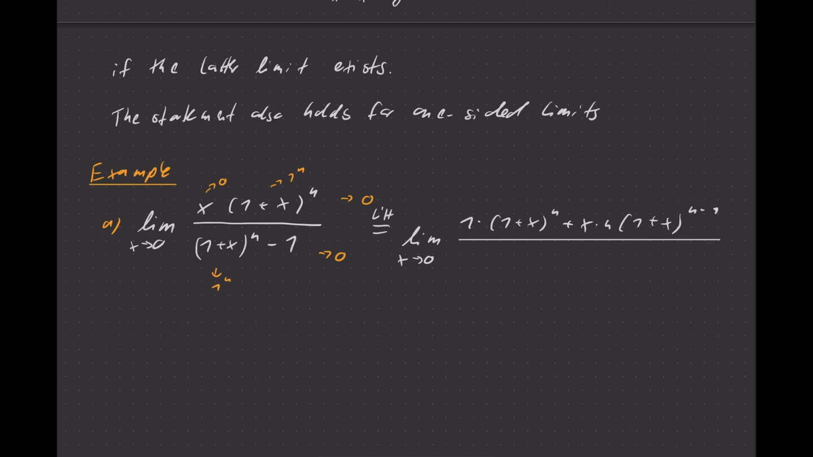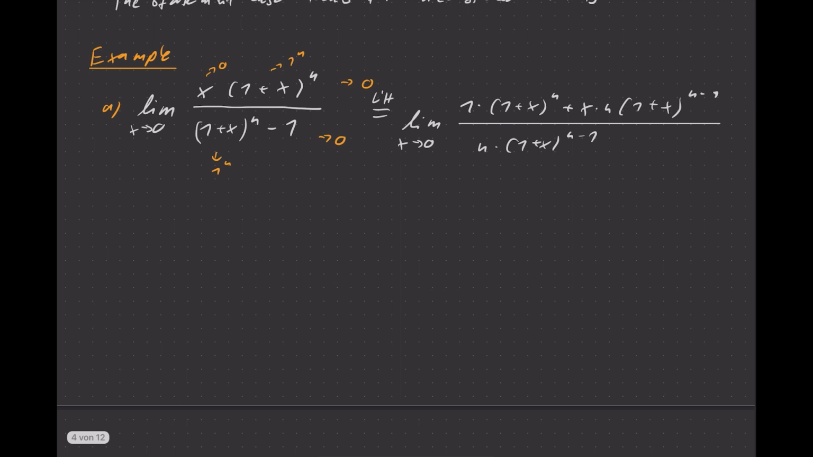For the denominator, we again have this expression here to differentiate. The derivative is n times (1 plus x) to the power of n minus 1. And minus 1 differentiated is just 0, so that vanishes. So as you can see, that simplifies the expression quite a bit. So that leaves us with the limit as x tends to 0.